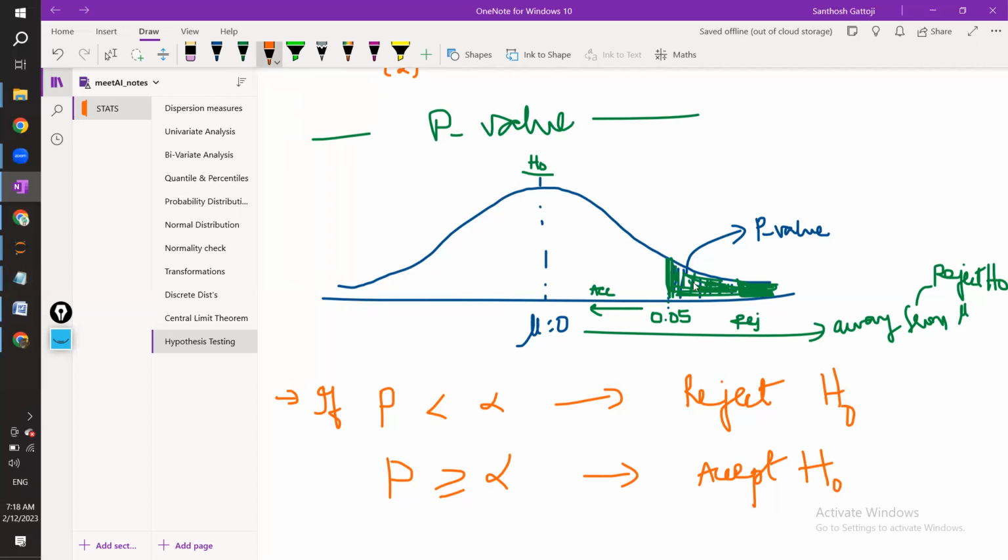So when I'm saying small p-value, what does that mean? This area is becoming smaller and smaller. That means you are moving further away from the null hypothesis. A very, very small p-value will strongly reject the null hypothesis. If the p-value is increasing, that means the probability of the null hypothesis being true is increasing. So you need to start accepting the null hypothesis. Guys, are you getting this from the area perspective?